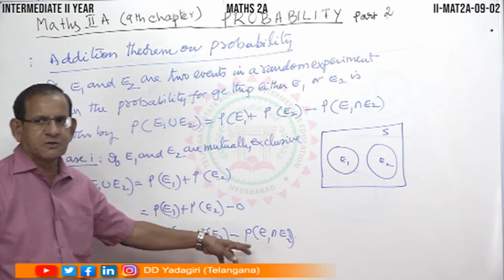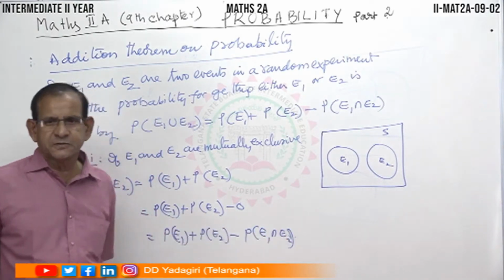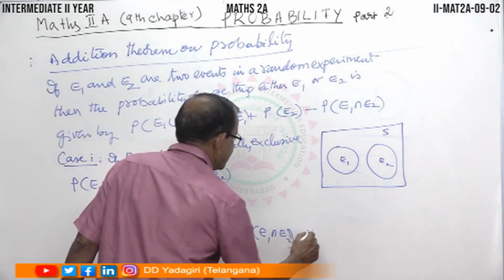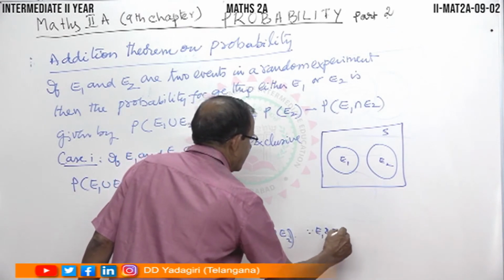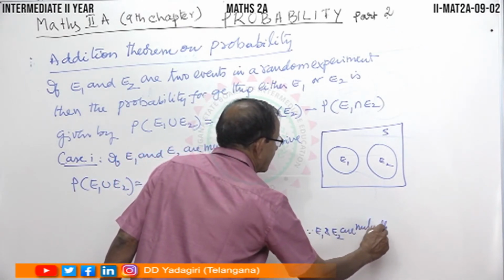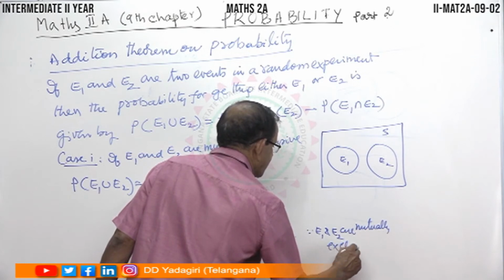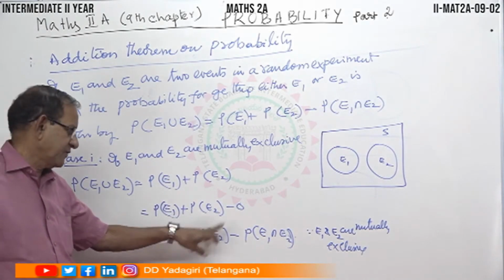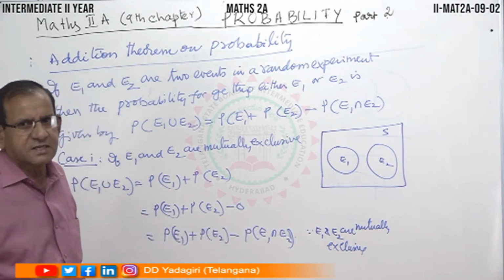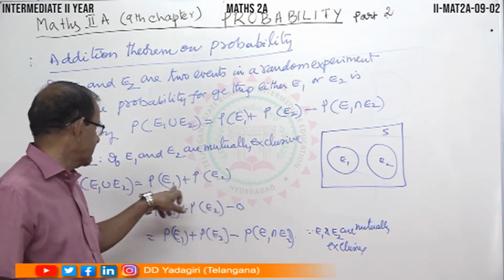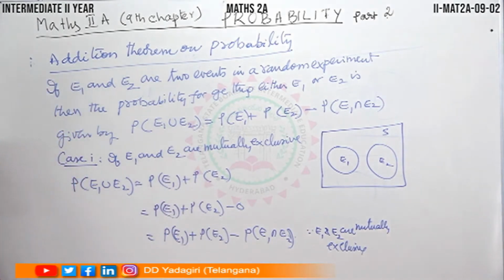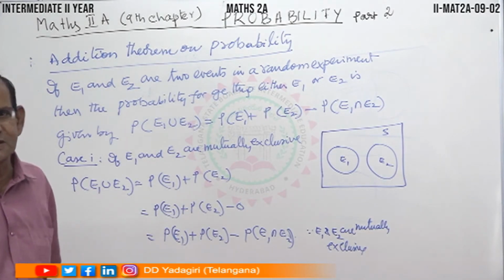Because E1 and E2 are mutually exclusive, E1 intersection E2 is a null set. So P of E1 intersection E2 is 0, since E1 and E2 are mutually exclusive. So we have got P of E1 union E2 is equal to P of E1 plus P of E2 minus P of E1 intersection E2. So this is proved in the case where the two sets E1 and E2 are mutually exclusive. Now we'll go for the sets when they are not mutually exclusive. There is some common part. Then how to do that one?